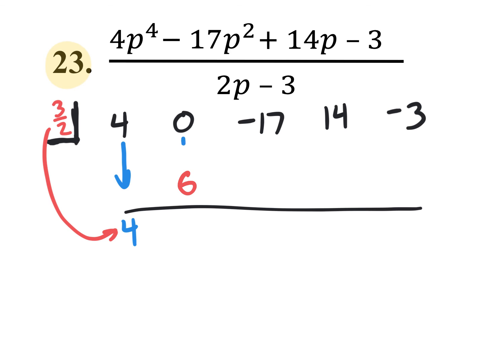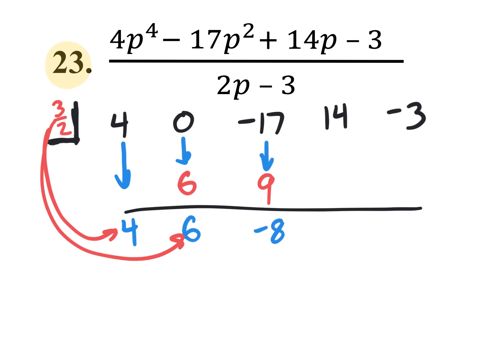As you go down, combine. 0 plus 6 is 6. As you go up, multiply. 3/2 times 6. Again, top number 3 times 6. 3 times 6 is 18. 18 divided by 2? 9 goes right here. As you go down, combine. -17 plus 9.